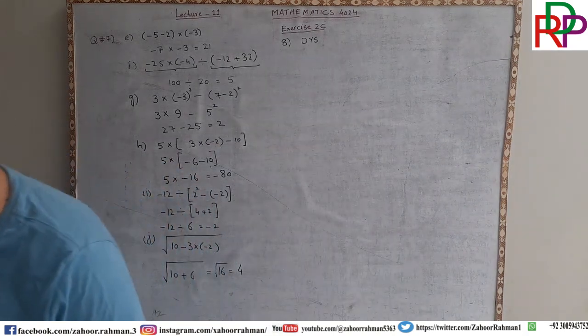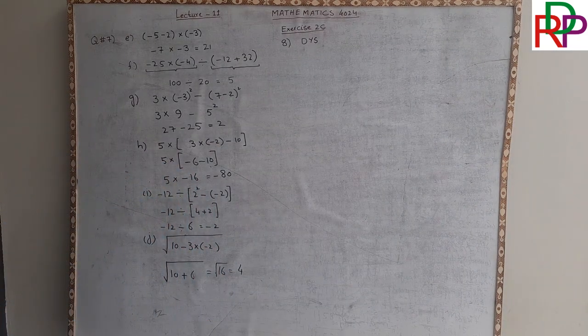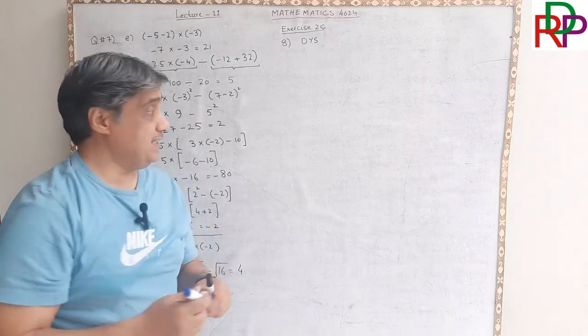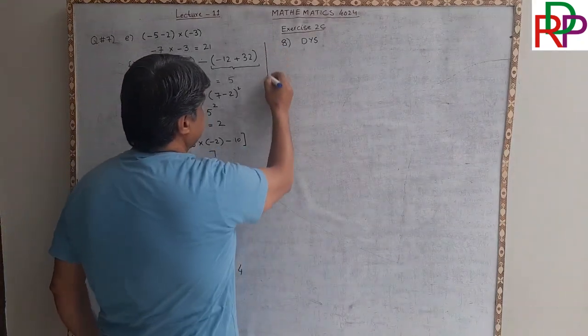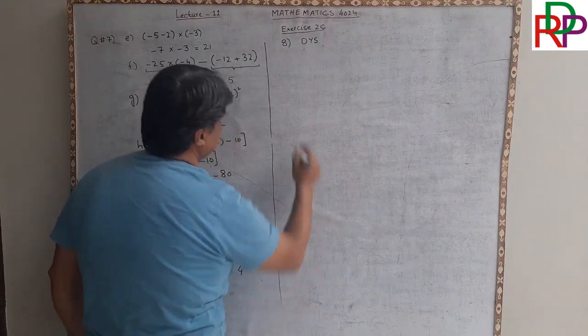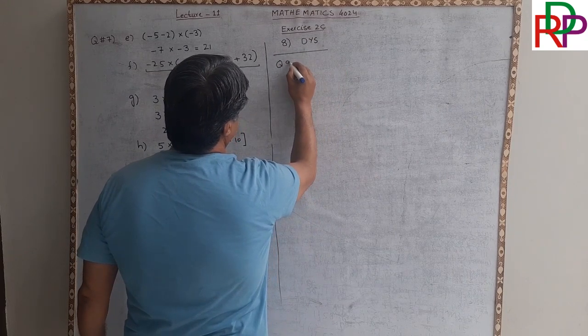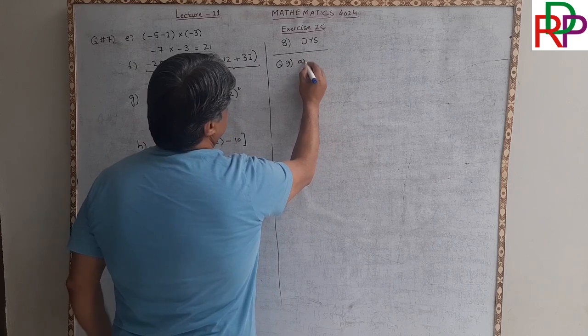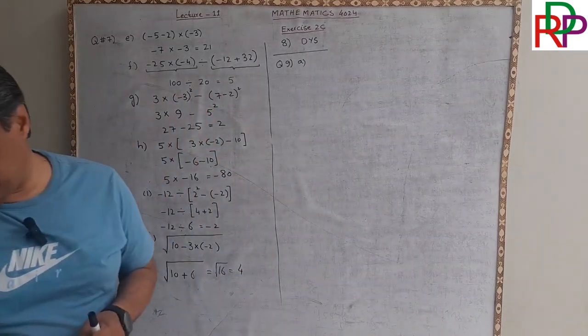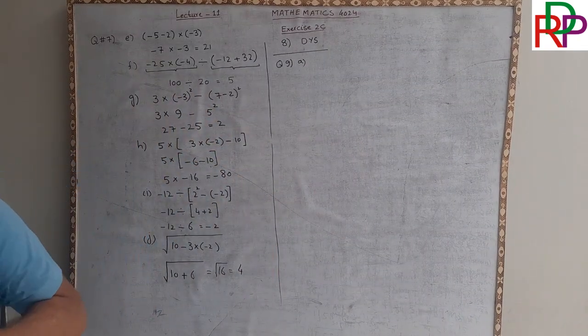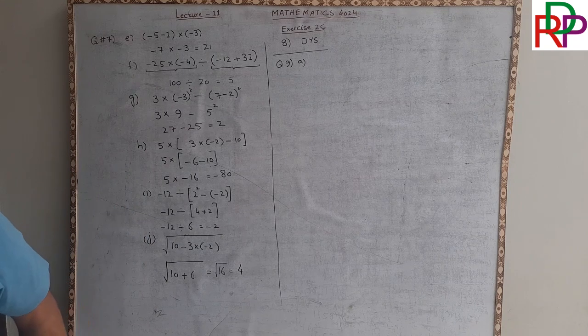Without wasting our time, I am moving my focus to the intermediate level question, and that is question number 9. Part A is saying, evaluate, find the value of each of the following.